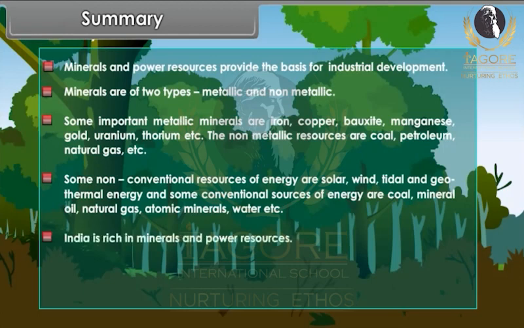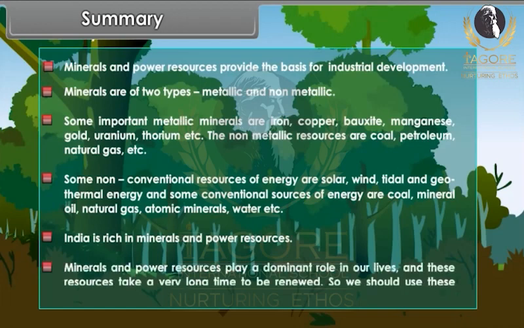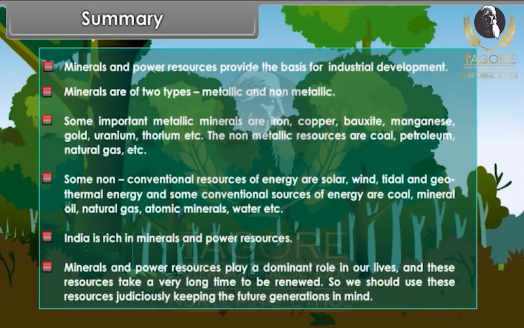India is rich in minerals and power resources. Minerals and power resources play a dominant role in our lives, and these resources take a very long time to be renewed. So, we should use these resources judiciously, keeping the future generations in mind.